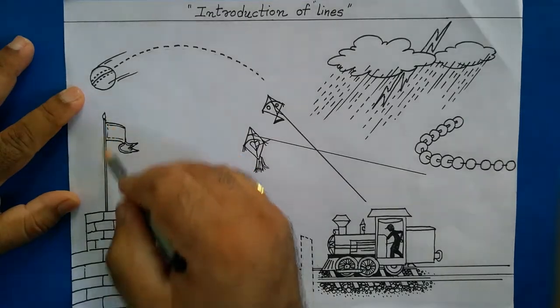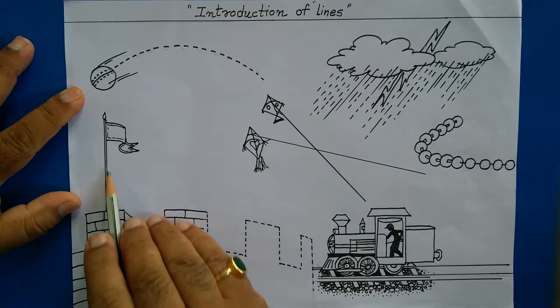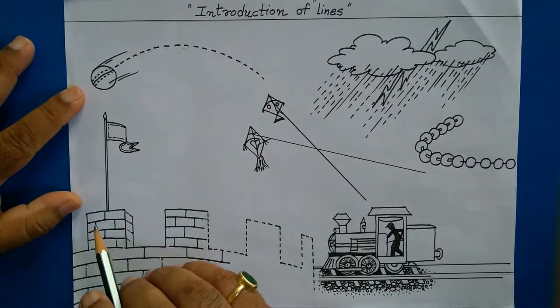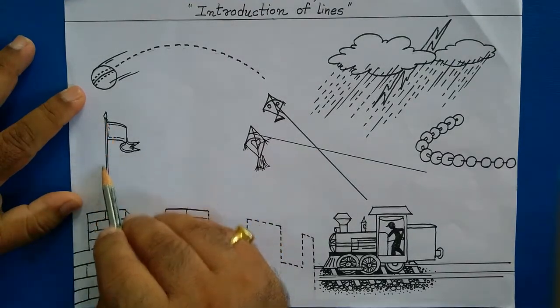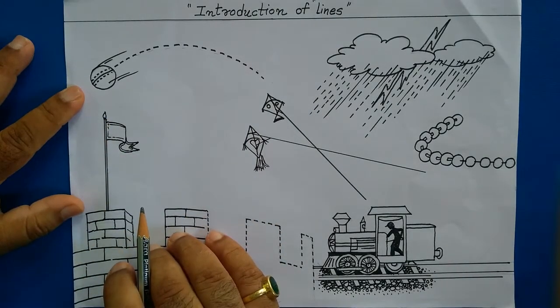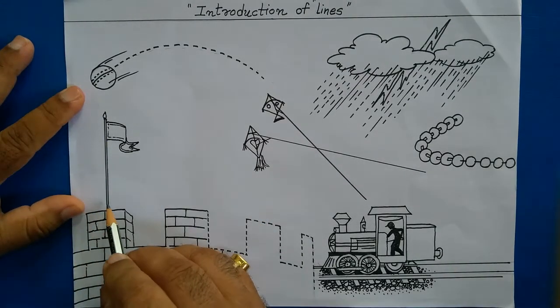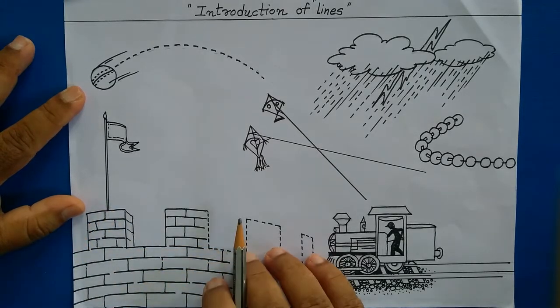Look at this flag on the top of the castle. The flag goes straight up in the sky. The flag-like lines are called perpendicular line. Perpendicular line is the line which makes 90-degree angle with another line.